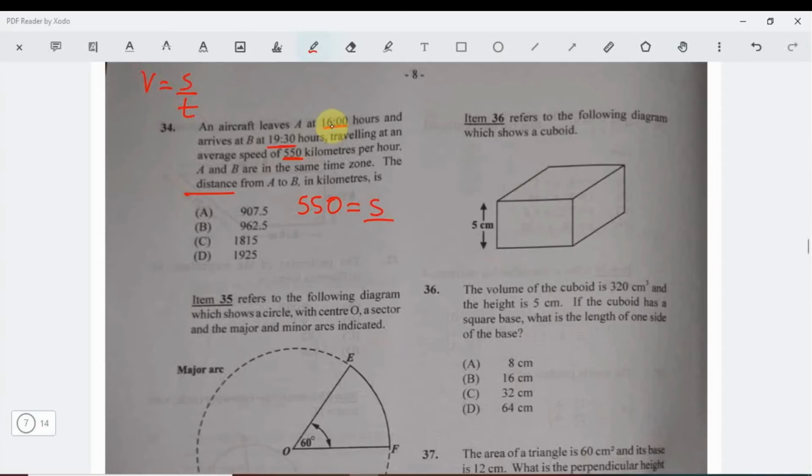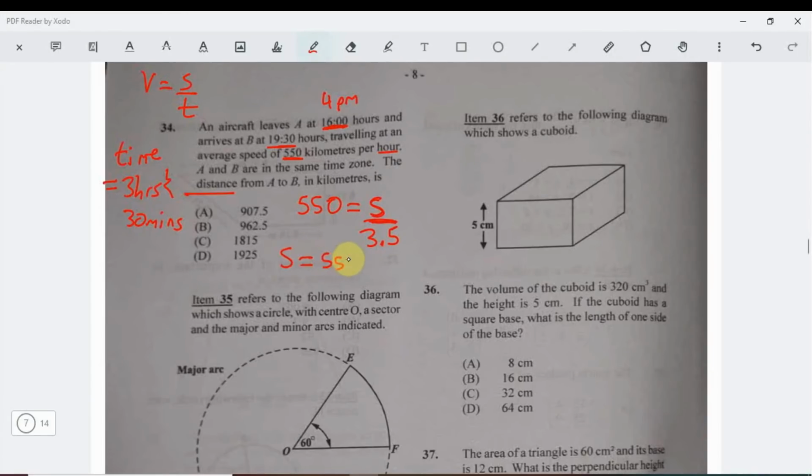1930. So 16 to 1930, that's really 4 p.m. to 7:30 p.m. 4 p.m. to 7:30 p.m. is 3 hours and 30 minutes. All right, so the time they're telling us is 3 hours and 30 minutes. In other words, we can write that as 3.5 hours, because we need it per hour. That's 3.5 hours.